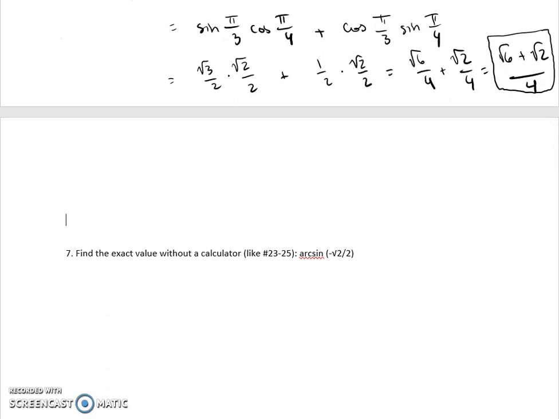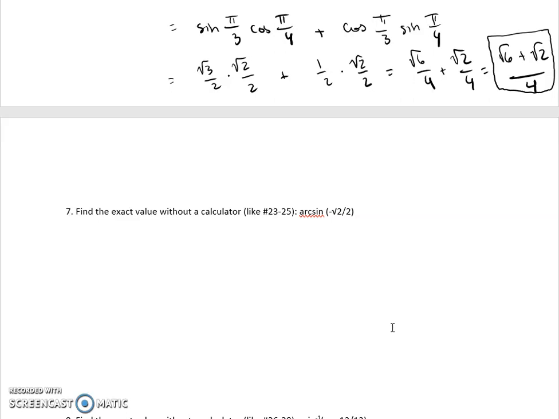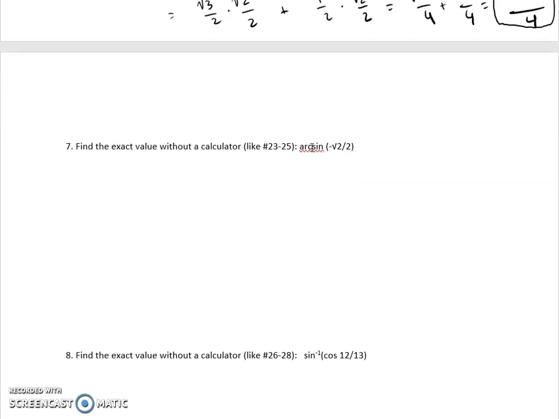All right, so this one is like numbers 23 to 25. We're looking for arc sine or sine inverse of negative square root of 2 over 2. So numbers 23 to 25, these should be values that are on your unit circle. The key here is that you've got to remember what quadrants your inverse functions are going to return. So remember, let me put them up here.